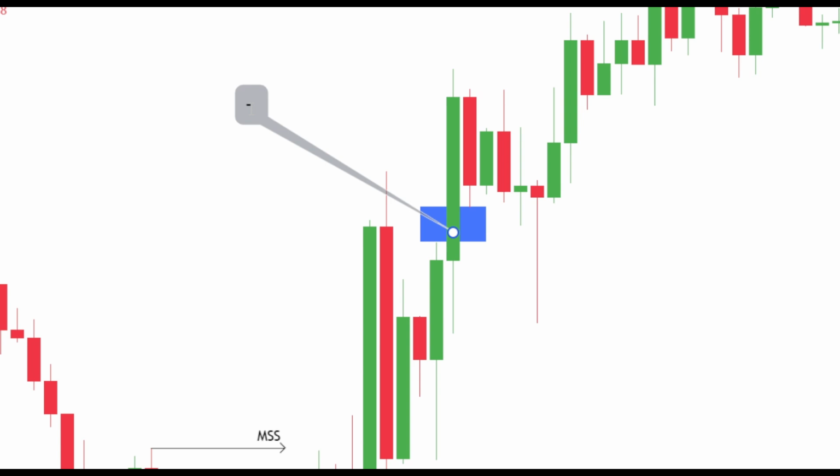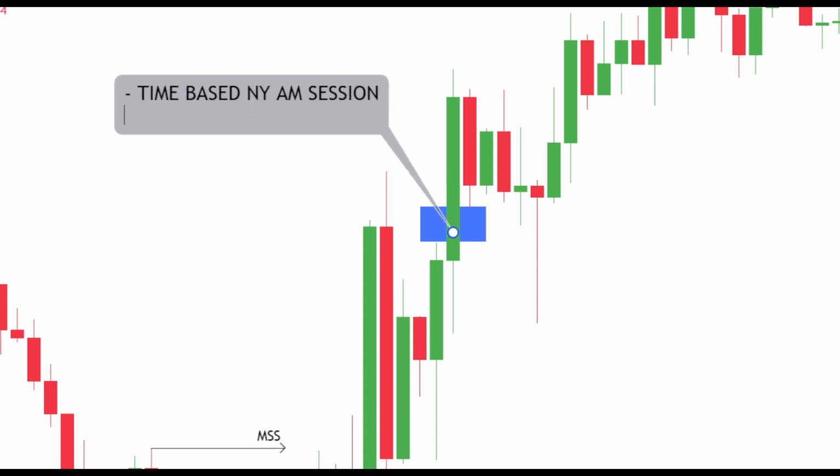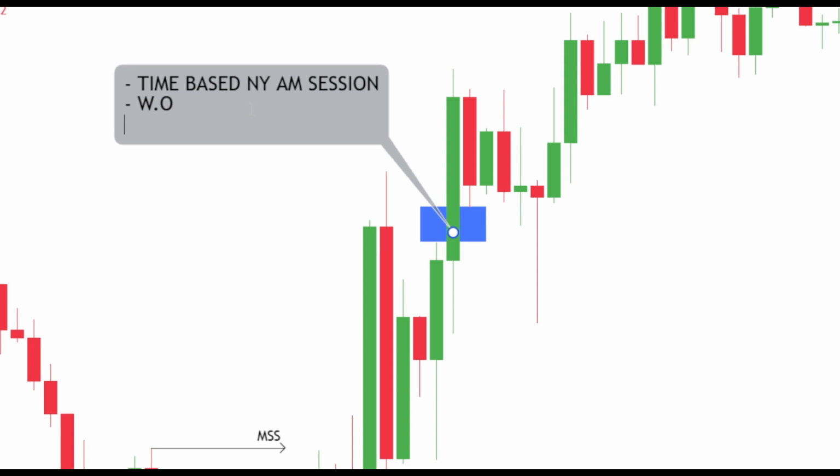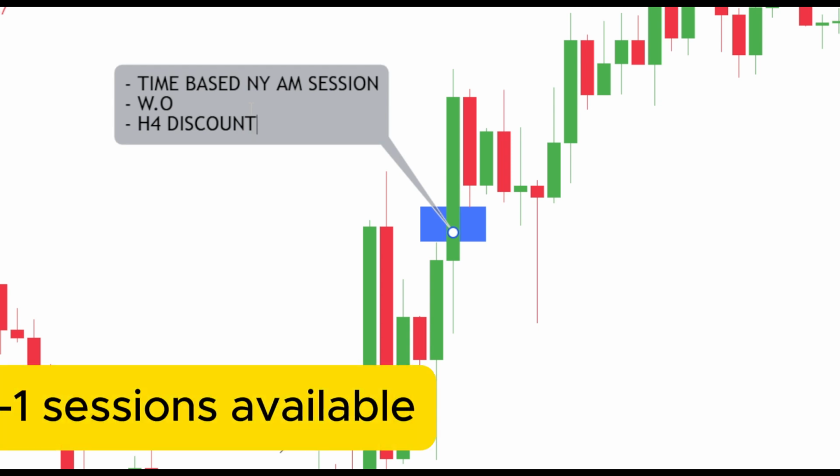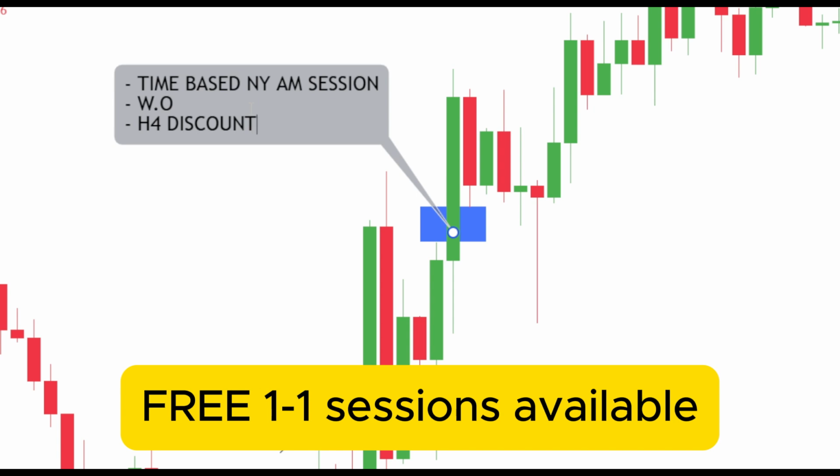So from here, this fair value gap is valid as it's time-based, right? It's in New York session, New York AM session. The second thing that validates it is that it's below the weekly opening price, i.e. a good area to buy. The third thing is we're in a 4-hour discount. So notice how we're building a story in price. So this isn't just some random fair value gap that I brought from a chart. It's really integrated within our overall narrative of the markets.